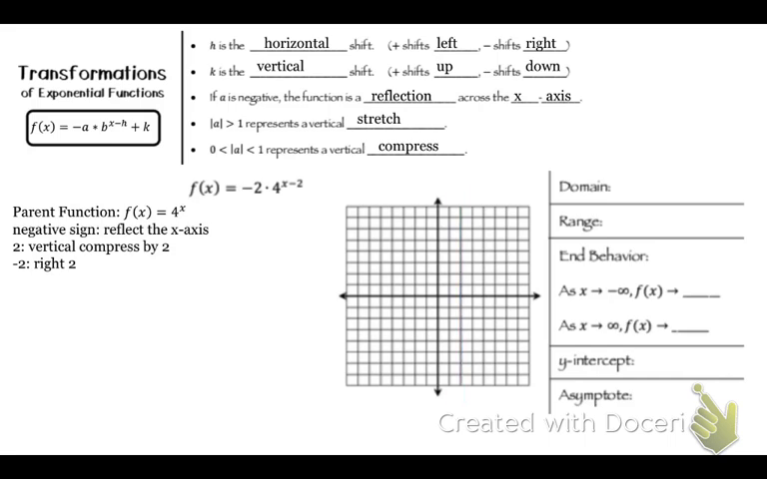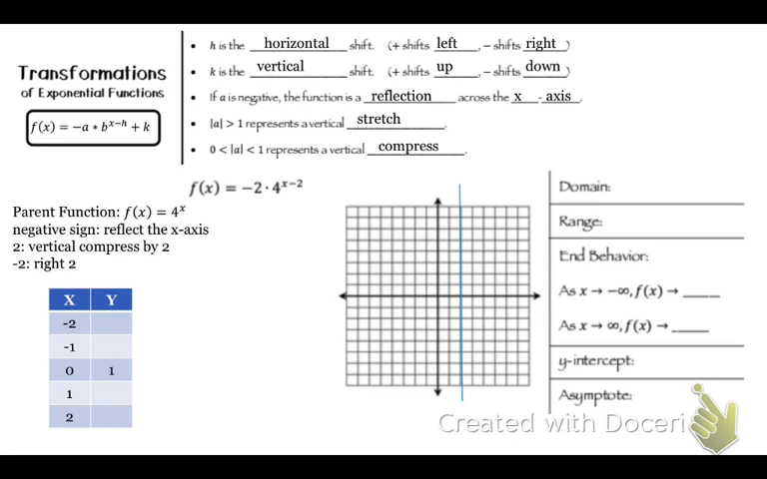Yeah, that should have said stretch. Sorry. Vertical stretch by 2. And then that minus 2 moves it right 2. That's okay. Now, that right 2, we're going to draw it right there. We're still going to do our table, and we're going to work off the parent function 4 to the x.